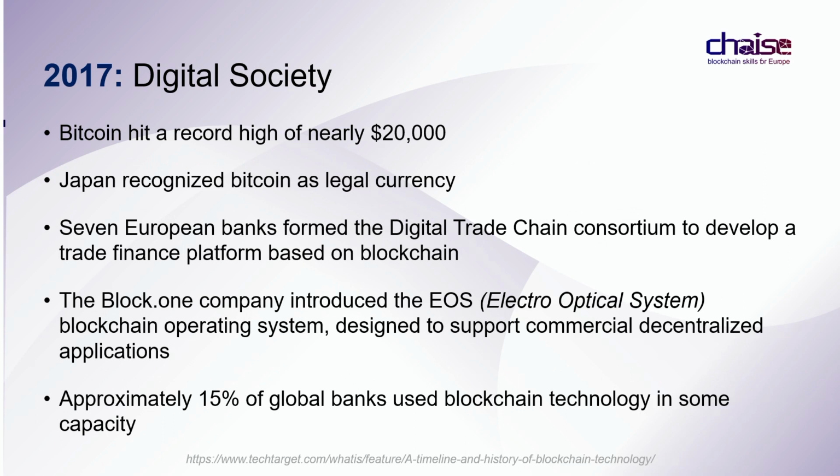In 2017, Bitcoin hit a record of nearly $20,000. Japan recognized Bitcoin as a legal currency. 7 European banks formed the Digital Trade Chain Consortium to develop a trade finance platform based on blockchain. The Block One company introduced the Electro-Optical System blockchain operating system designed to support commercial decentralized applications. Approximately 15% of global banks used blockchain technology in some capacity.